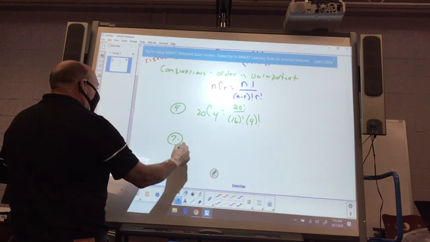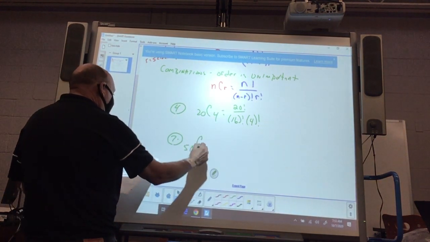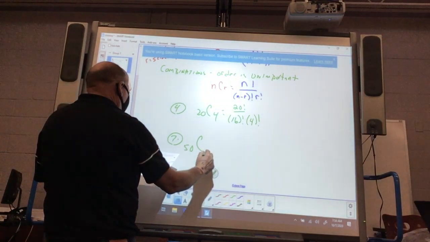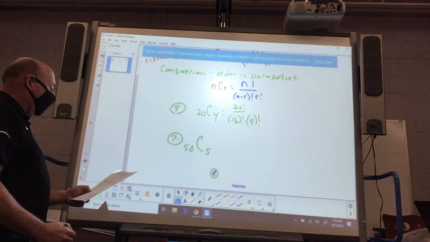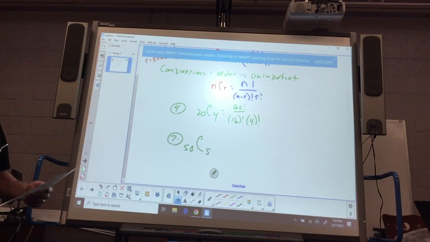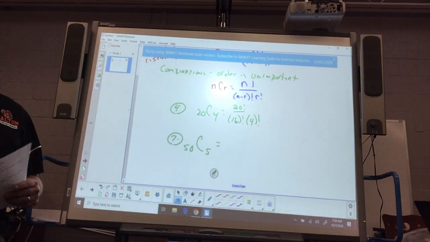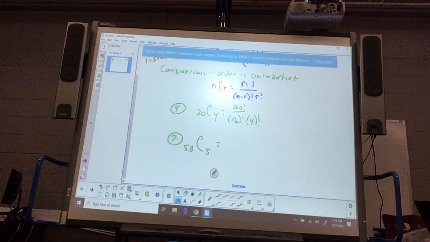So we have 50 tickets, and we're choosing 5. Okay, so I have 50C5. Let me get our solutions once again. Know your calculator, KYC, know your calculator. Okay, be able to find how your calculator works.